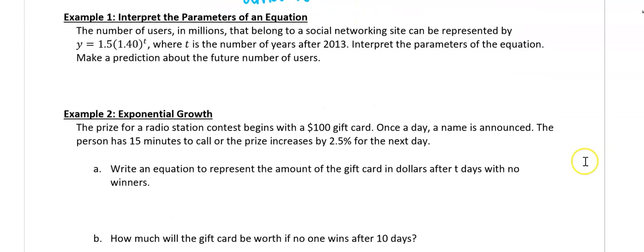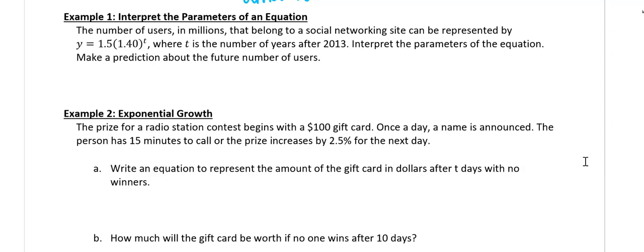So let's look at this. Interpret the parameters of an equation. So big fancy words. The number of users in millions that belong to a social networking site can be represented by y equals 1.5 times 1.4 to the t, where t is the number of years after 2013. Interpret the parameters of the equation and make a prediction about the future number of users. So on this one, it just wants us to talk about what the parameters are to make a prediction.